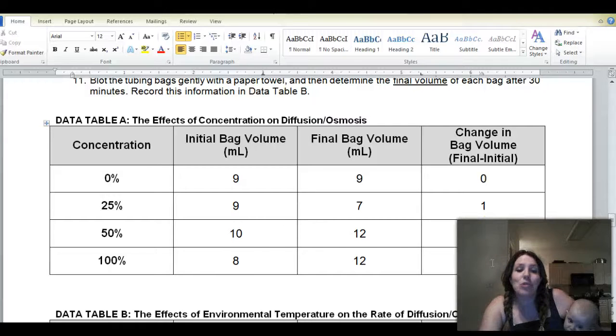And finally, when there's no water in there and it's all molasses, again, that molasses can't get out, it's too big, but now there's no water in there, lots of water outside, so it's way more concentrated outside the membrane than inside. So now water is going to rush into that tube, and now we end up with a net gain of 4 milliliters of water. So, these make sense in the light of diffusion and osmosis across a selectively permeable membrane.